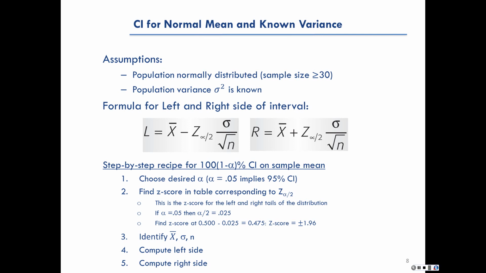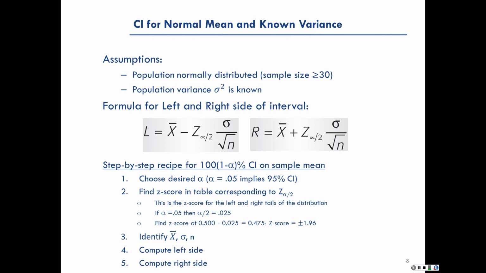What's important is that in these two formulas for the left and right hand side, you'll notice that the only difference is that on the left hand side we're subtracting whatever the value of z is, and on the right hand side we're adding it. And so if we're interested in a 95% confidence interval, the value of alpha that we're interested in is 0.05. I put this step-by-step recipe for calculating the confidence interval below, and I'm also going to post a Word document on Blackboard that's going to contain a number of these step-by-step recipes for you to use.